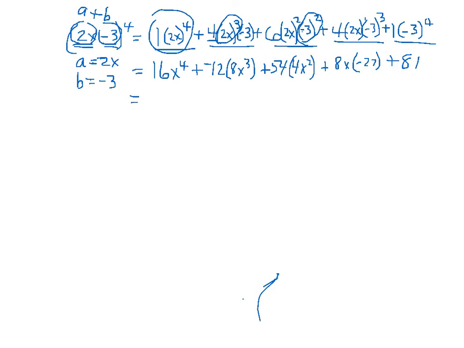So we end up with 16x to the fourth minus 96x to the third. 54 4 times is 216, plus 216x squared. 8 27s, that's 160 and 56. That's a negative 216x plus 81 would be our final answer.